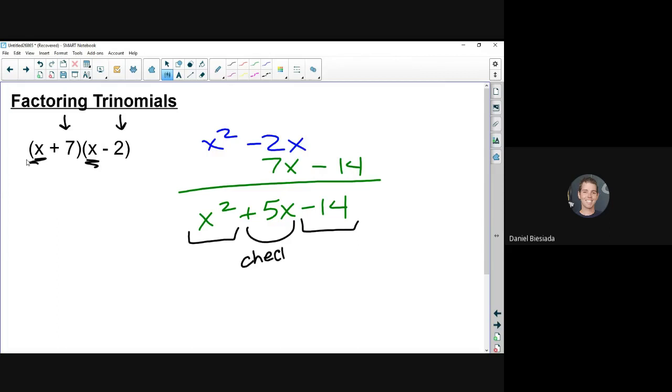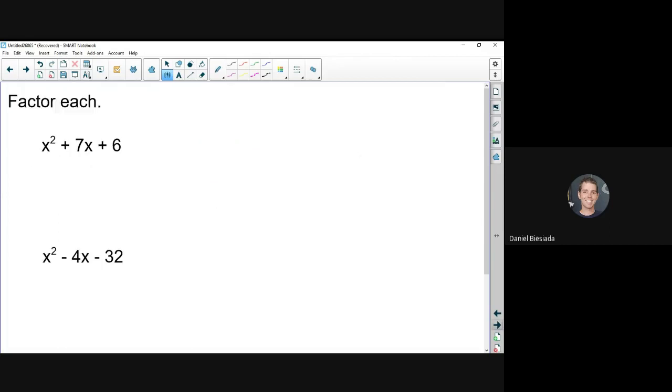And since the 5x comes from combining like terms, we call that our check, and that's the last thing that we'll look at when we're trying to get a factorization. Because simply looking at the x squared and the negative 14, the first and the third terms, will allow us to get a guess and fill up these parentheses. Let's take a look at what that means.